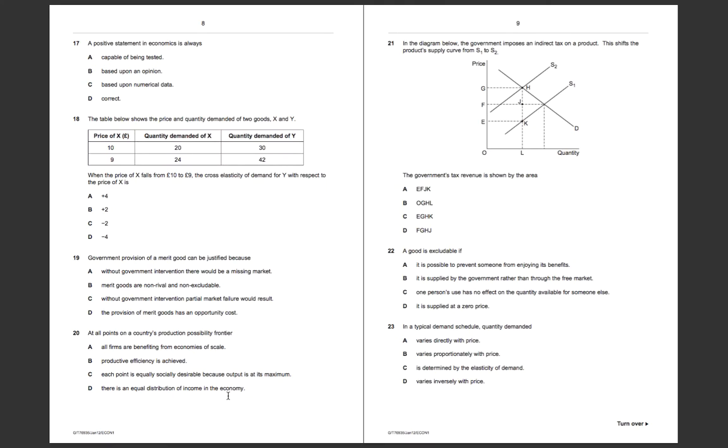And D, there is an equal distribution of income in the economy. Again, it doesn't show us how firms who are contributing to this productive efficiency in the economy are actually deciding to pay wages and salaries to people, and therefore we don't see whether there is or isn't equal distribution of income in the economy by looking at the production possibility frontier.